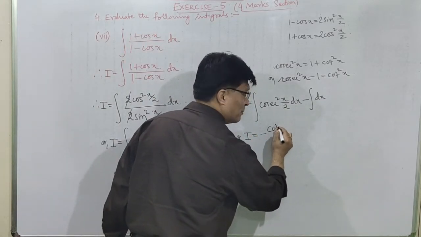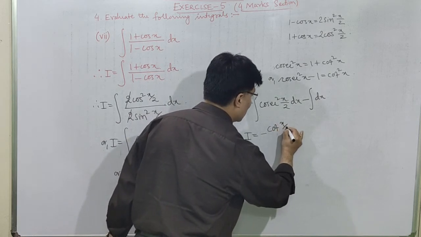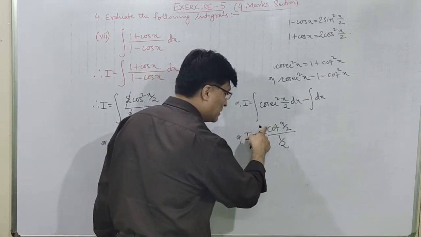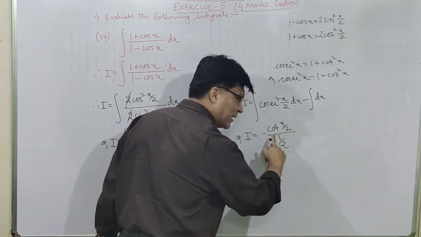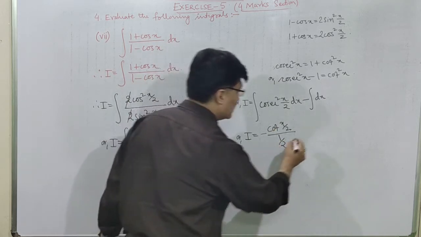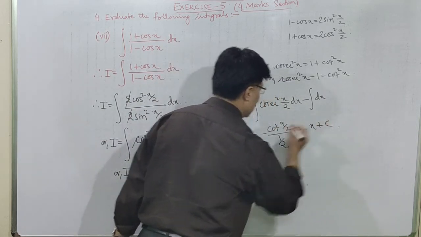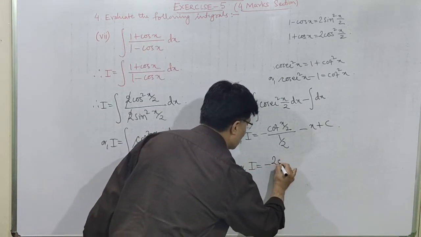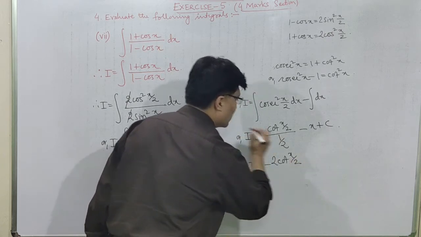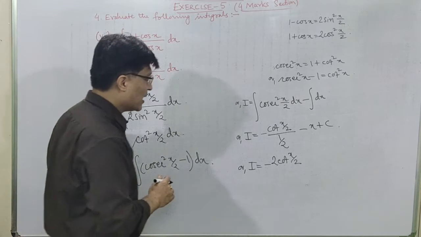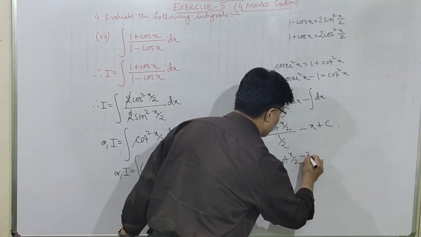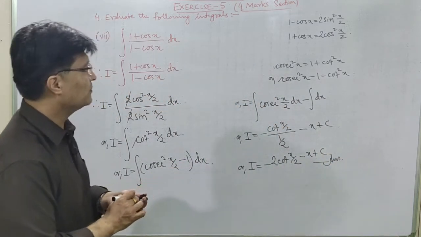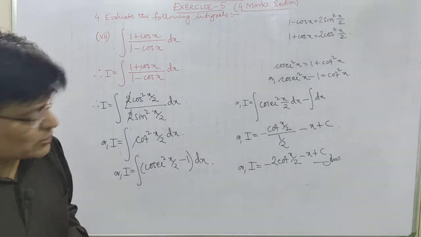Minus cot x by 2, m is half here, divided by m. What is m? M is half. Minus cot mx, m is half here, divided by m. What is divided by m? It is half. Then minus, this is x plus c. Understood? So or I is equal to minus 2. The 2 goes up in the numerator, from the half. So it is I is equal to minus 2 cot x by 2, then minus x plus c. So this is the final answer. So you can copy it. Now we'll do the next question.